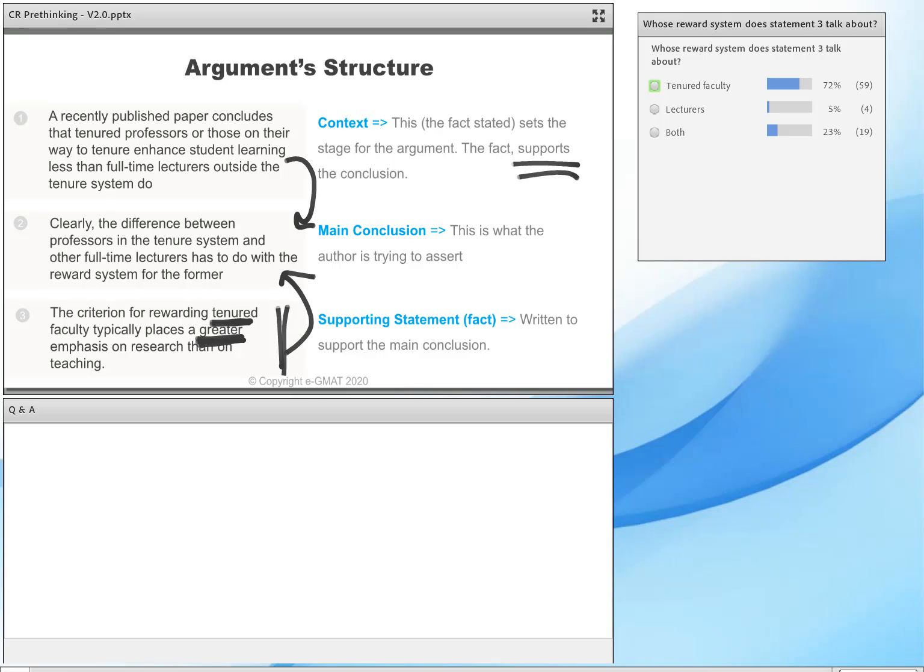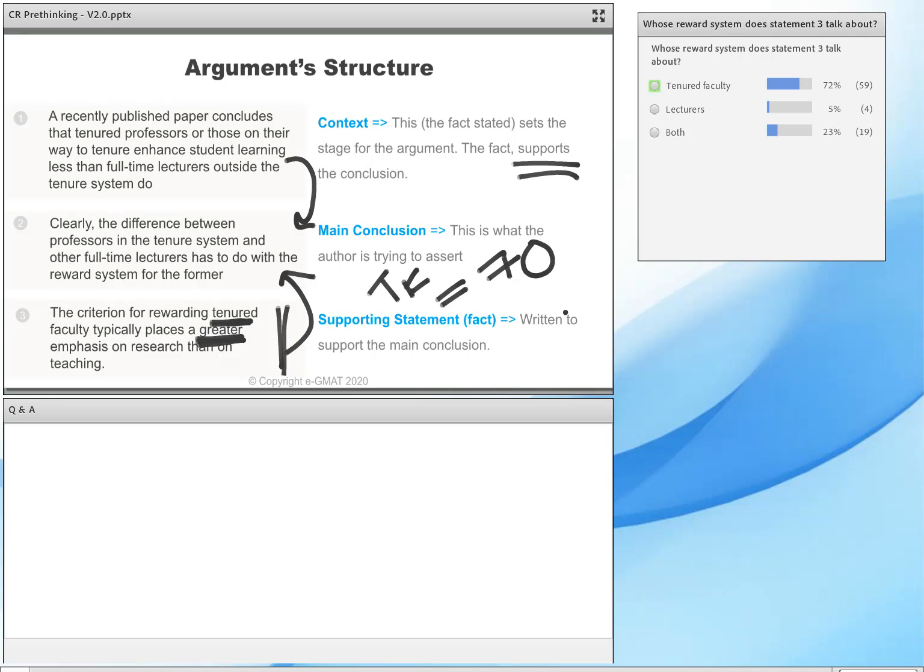So what it's saying is that for tenured faculty, let's call them TF, there is probably, in the reward system, 70% emphasis on research and about 30% on teaching. That's all it's talking about. It doesn't tell us anything about what's there for full-time lecturers.